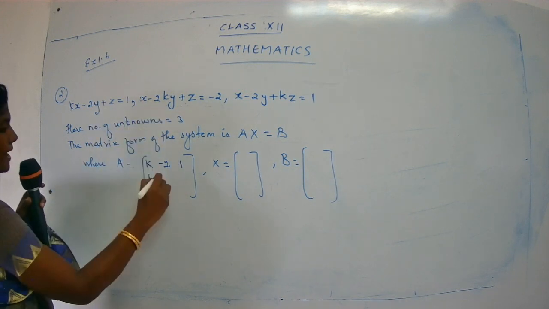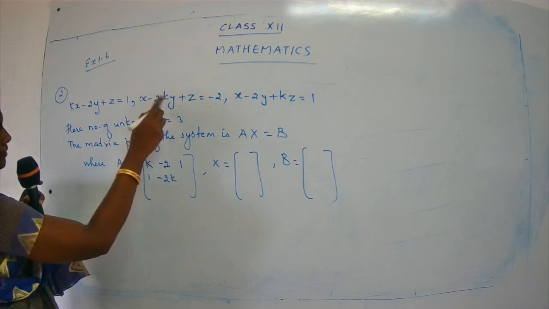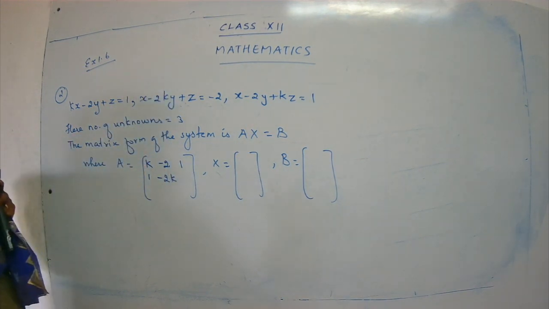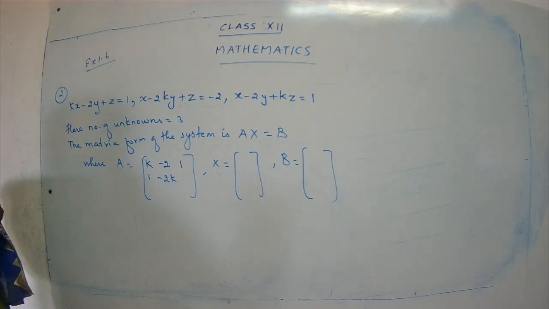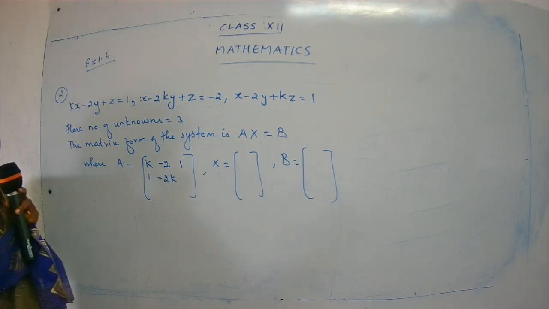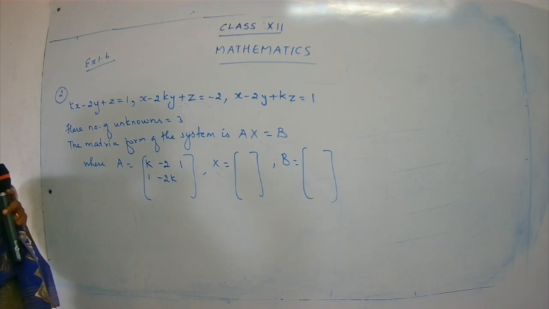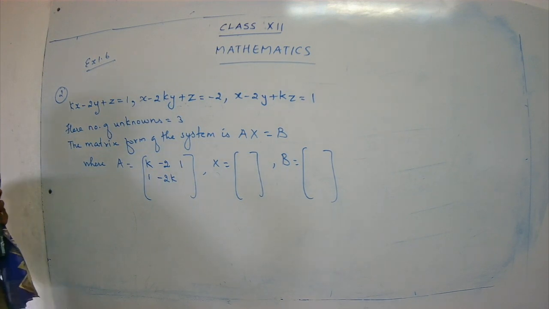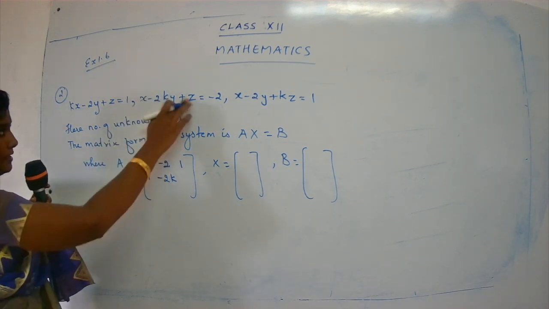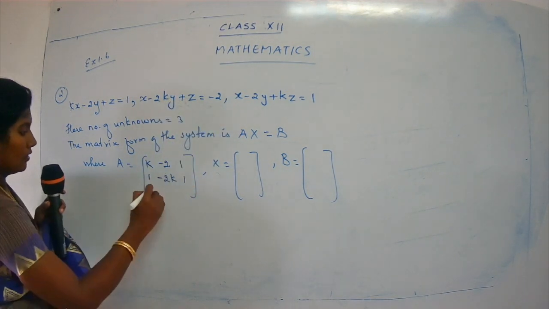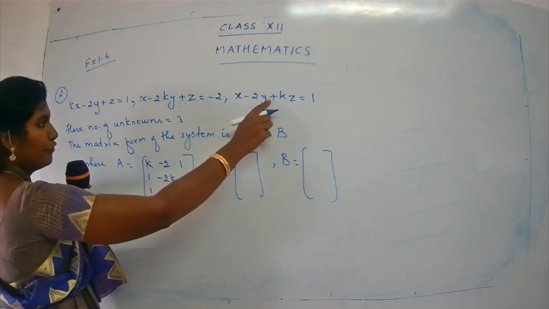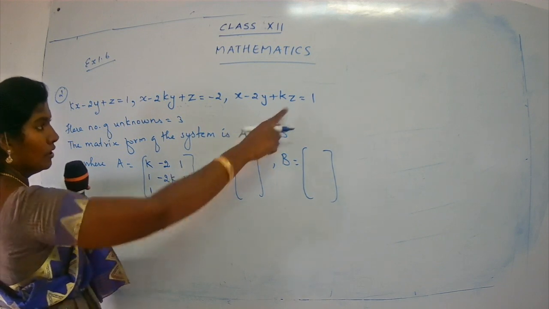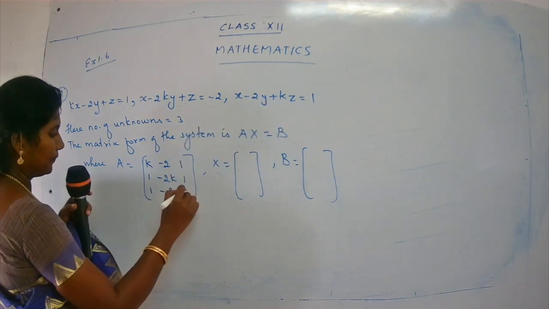1 minus 2k. We are just focusing on the coefficients of x, y, z. So do not mix, do not get confused. Just take the coefficients of y. Do not get confused with the k terms. It's just a coefficient. Coefficient of x is 1, coefficient of y is minus 2, coefficient of z is k.